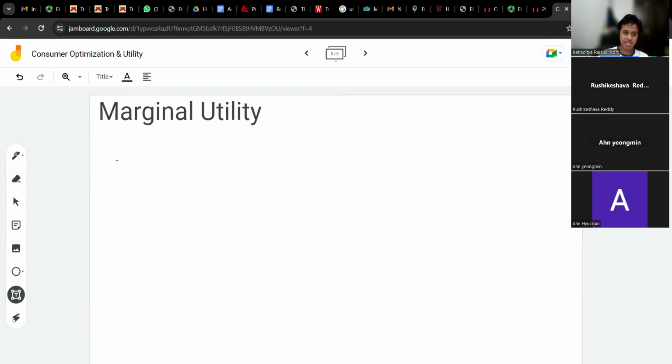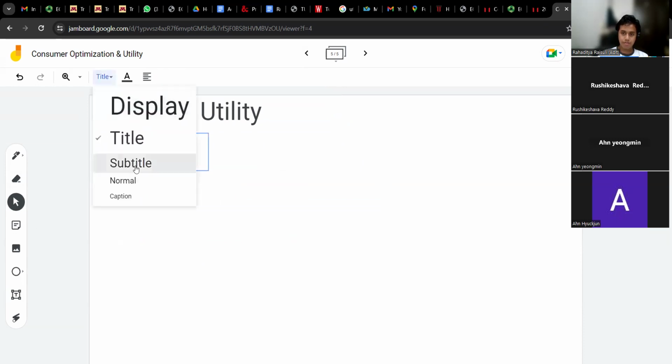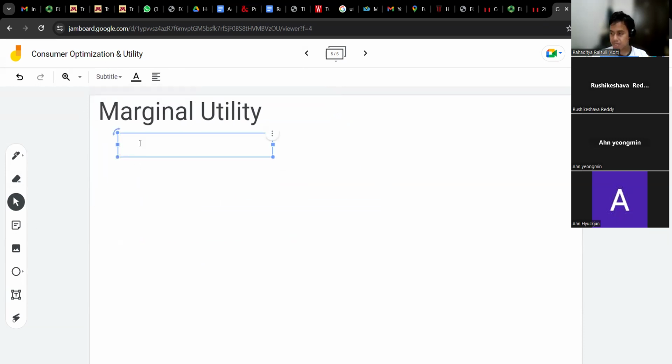I just explained it in words here. Youngmin, do you have an idea? Hmm. Rasuya? Rishikesh? Do you have any idea what marginal utility would be? Marginal utility. I think I know a little bit, but yeah, just explain it.